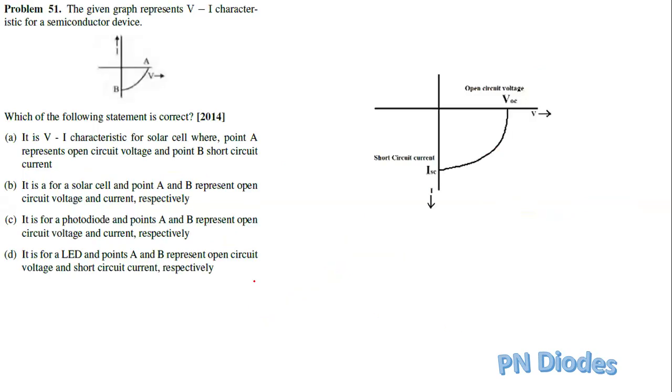So which means your choice will be this one. Point A represents open circuit voltage and point B short circuit current. All the other options do not make sense. So I think this will be the correct answer.